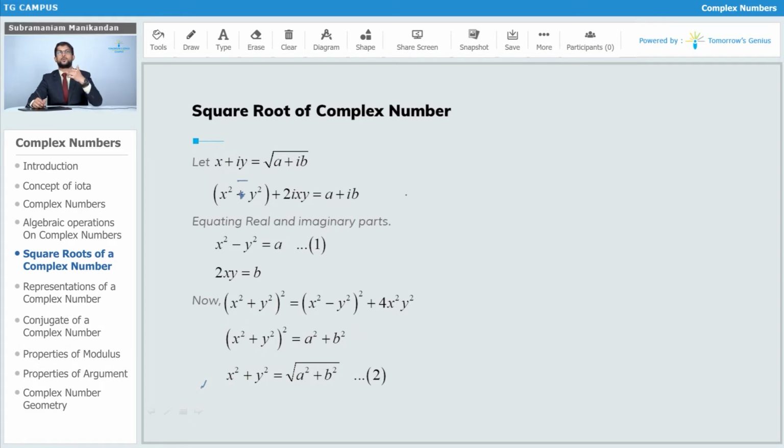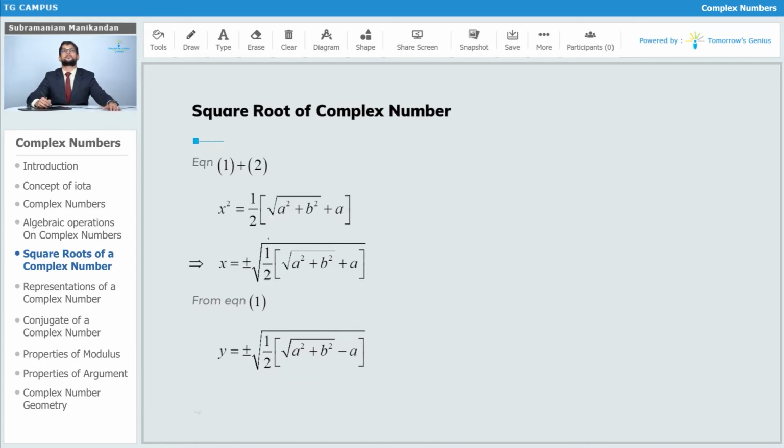By first adding the two equations, the y square will get eliminated and we'll just have an x. And so therefore, we'll have 2x square is equal to a plus square root of a square plus b square, right? But that is the square of x. So in order to find x, we'll have to take the square root of that as well. So then we get x is equal to plus or minus half of root of a square plus b square plus a. It will have two values.